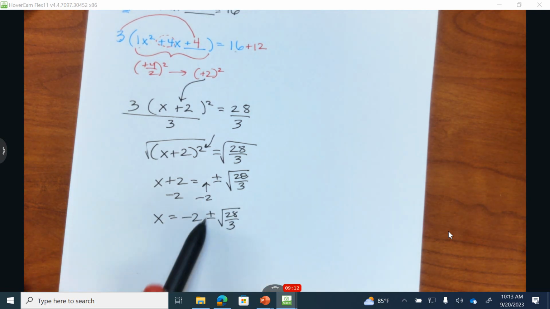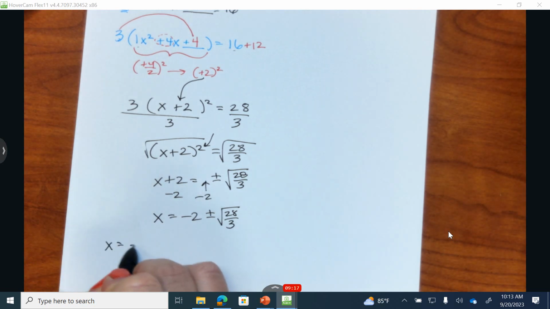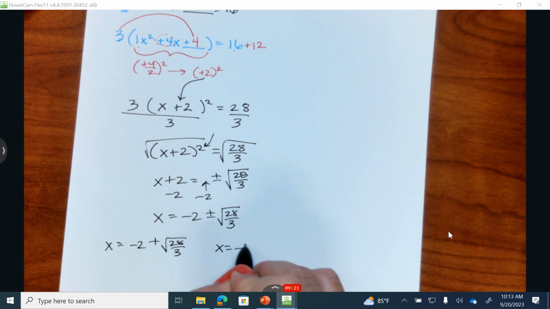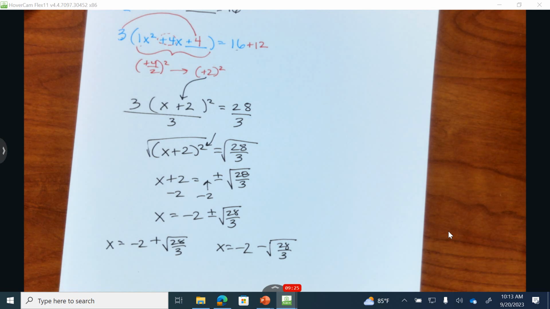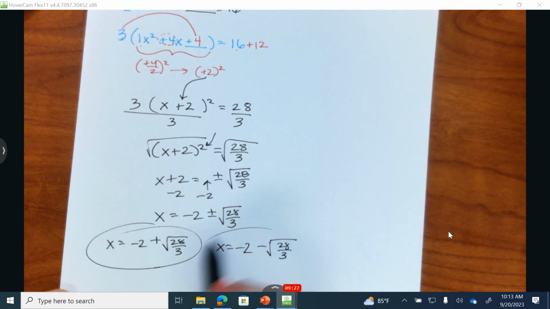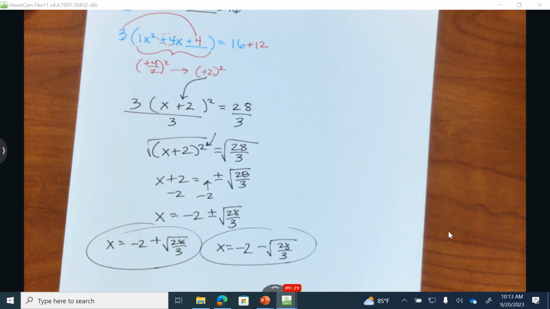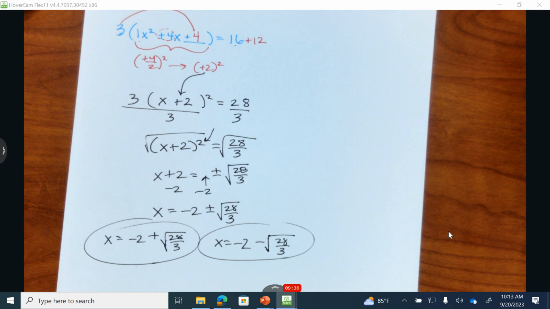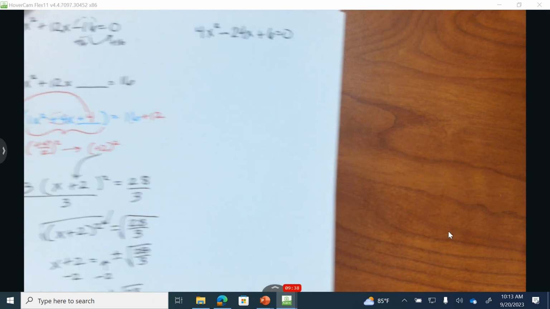Now this isn't wrong. Here's my two answers. One time I add, one time I subtract. So if you like to separate them, you don't have to, but if you want to separate them, this would be one answer. If you want to separate them, here would be the other answer. Okay? These would be our answers, and we're going to talk about in our next lesson how can we rewrite things in a more proper form. But right now, this will suffice. Let's look at example number 4.